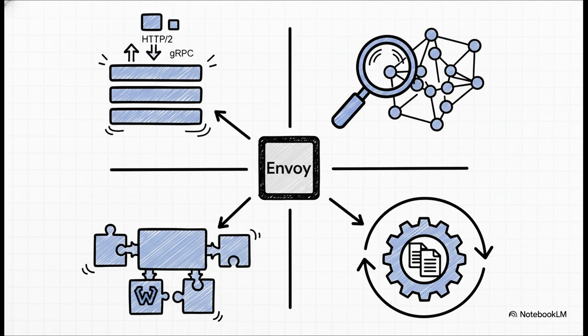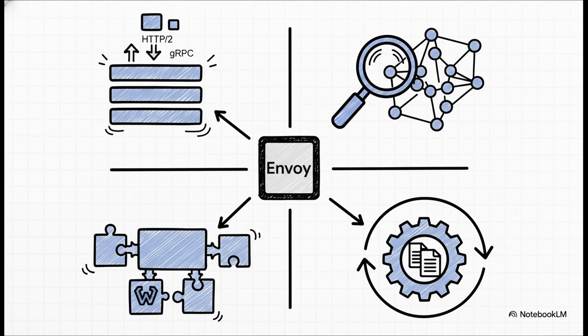And this is where things get really interesting. See, Envoy isn't just a simple pipe for data. It's smart. It understands modern application traffic like HTTP/2 and gRPC. It gives you amazing visibility, or observability, with built-in metrics and tracing. You can even extend it with your own custom logic using WebAssembly.